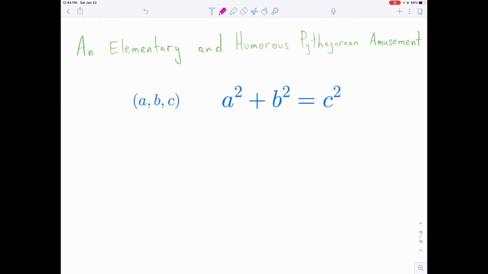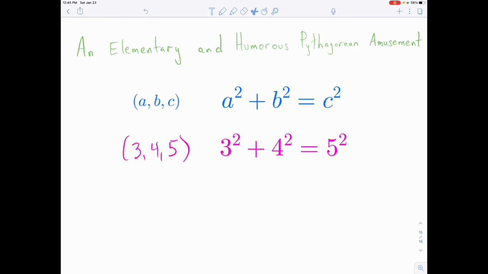So I want to go over an elementary discussion of Pythagorean triples. I'll address a joke that I saw on Twitter. So here's the famous one, the 3, 4, 5. We're going to focus on the ones that don't have common factors.